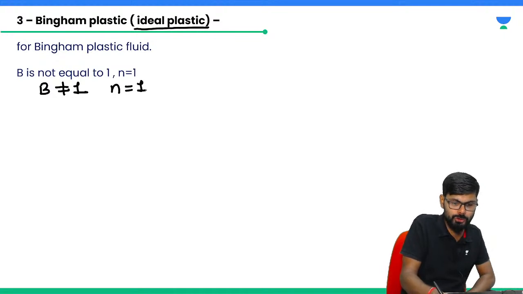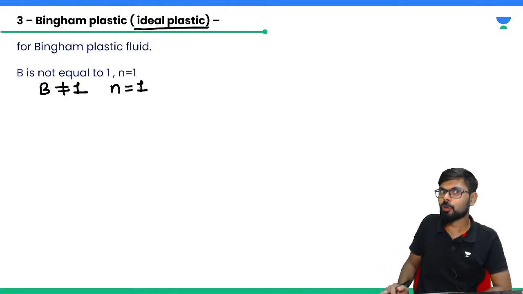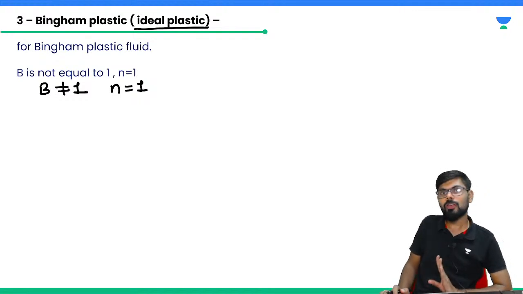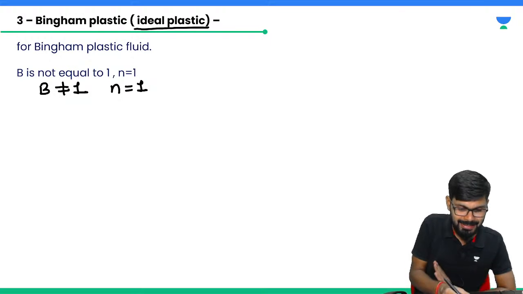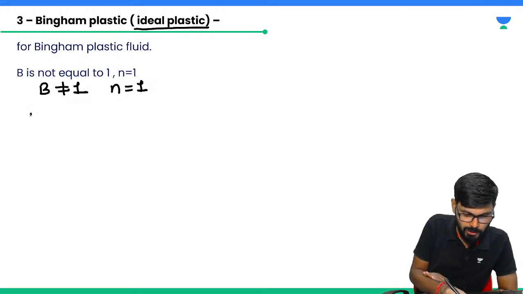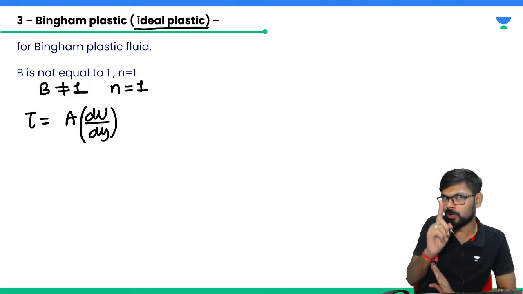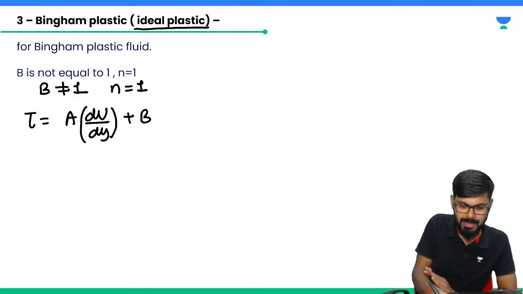This time the N value is fixed. In previous cases, the B value was 0, but the N value was either more than 1 or less than 1. But here the N value is 1. So in that case, how will the equation look? The equation is tau equals A du by dy to the power N, N value I am putting as 1, plus B. So B has some value.